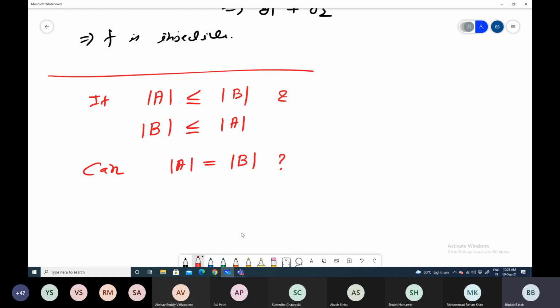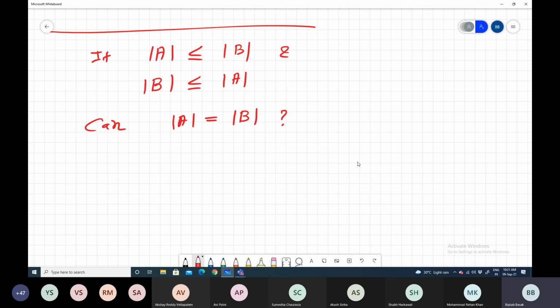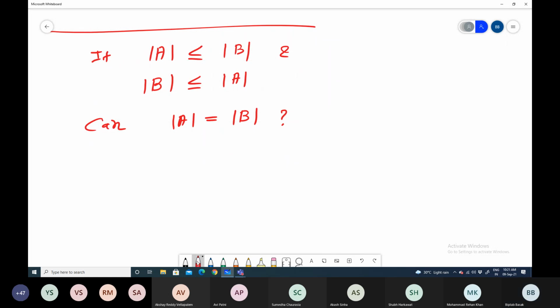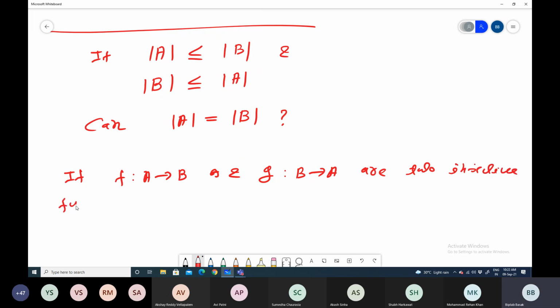Now, what is the meaning of this? It means if there exists f from A to B and there exists g from B to A, which are two injective functions, okay, so this is true, and then there is a bijection h from A to B.